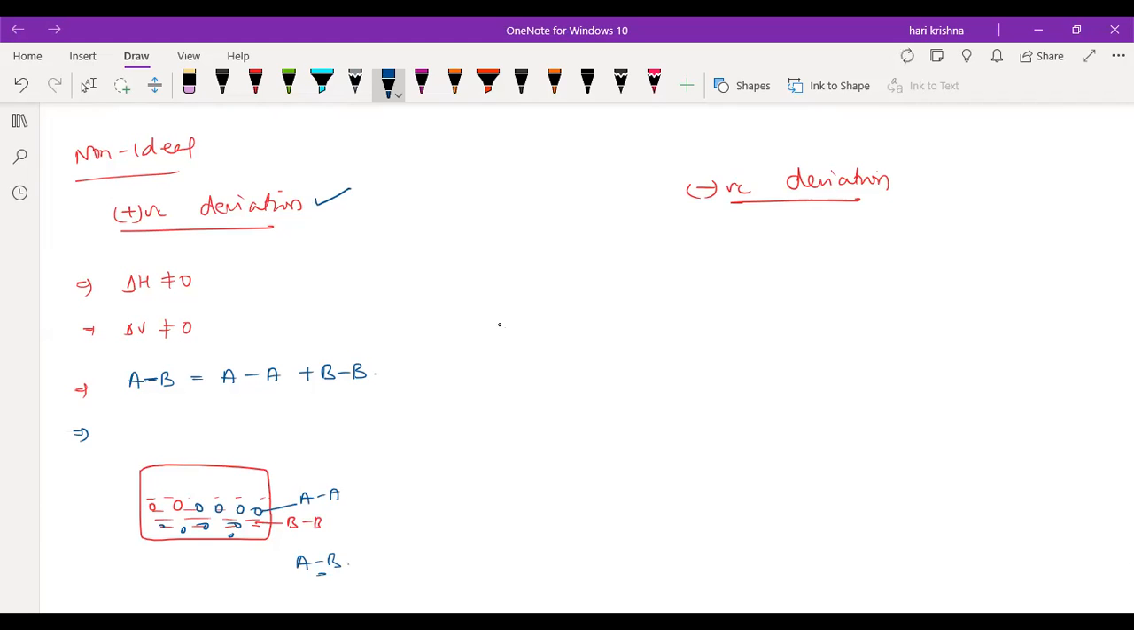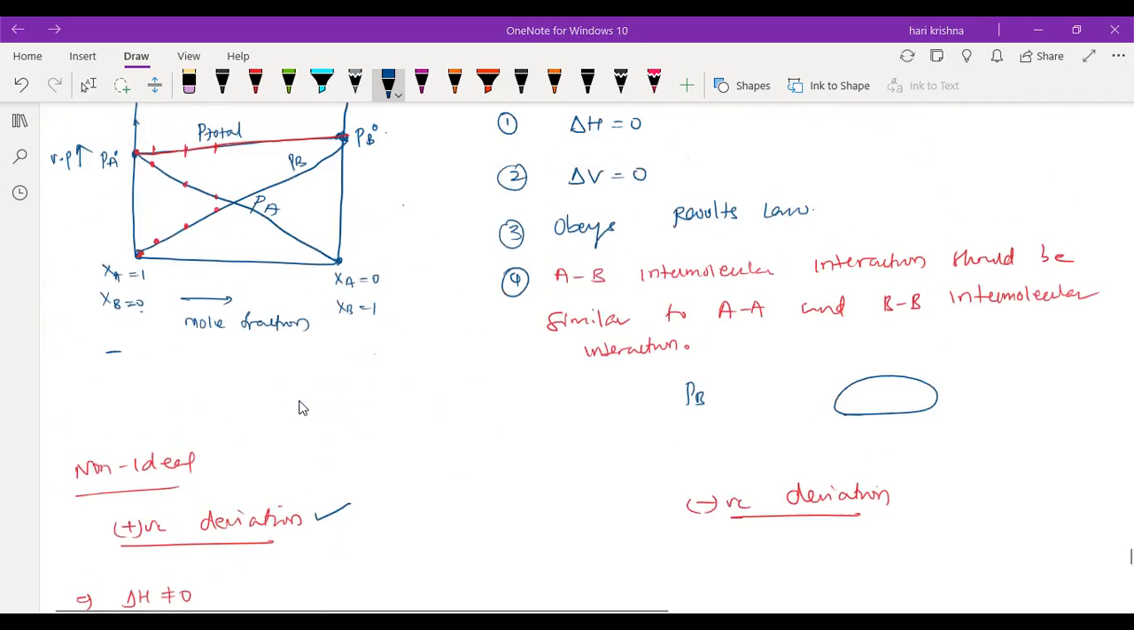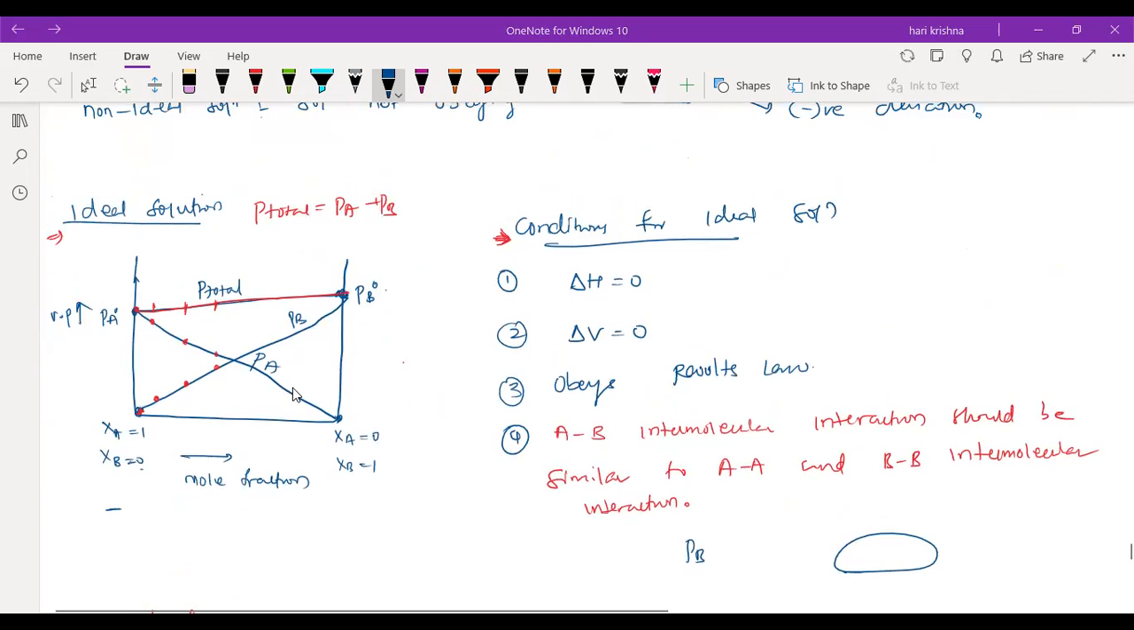Understanding the point? If AB is weaker than AA and BB, then the vapor pressure will be higher. It will show the positive deviation from Raoult's law. This is a very important point in the positive deviation of Raoult's law. Is it clear for everyone? So if AB is weaker than AA and BB, it will show the positive deviation. But why will it show positive deviation? Positive deviation means that the vapor pressure will be more.